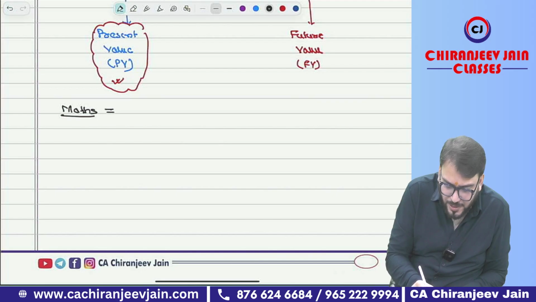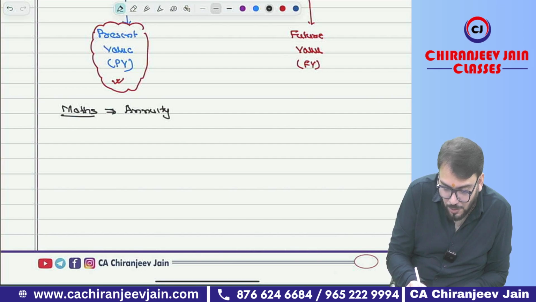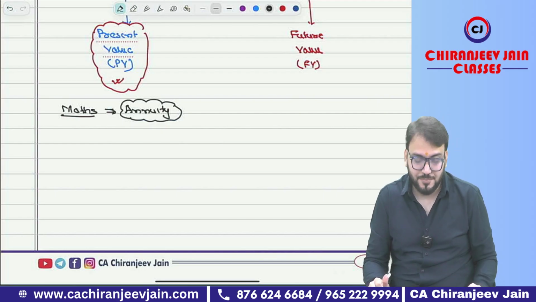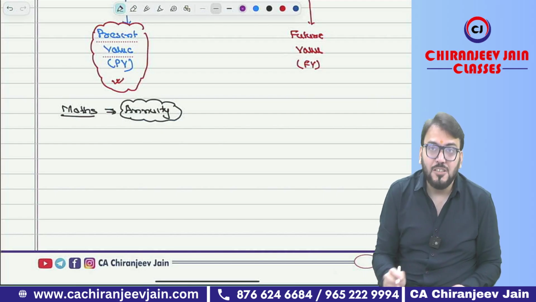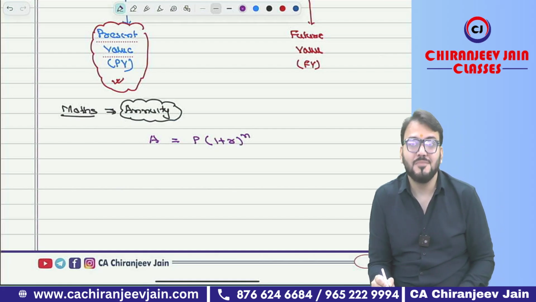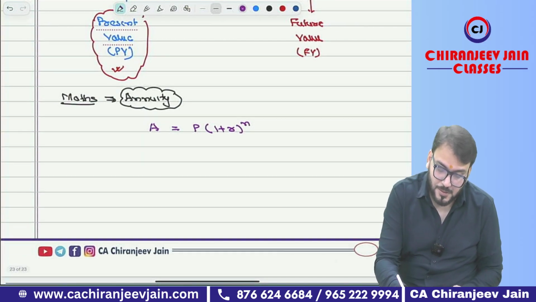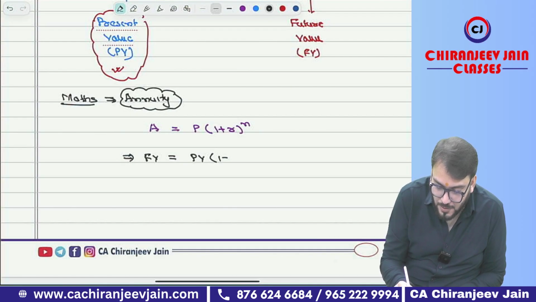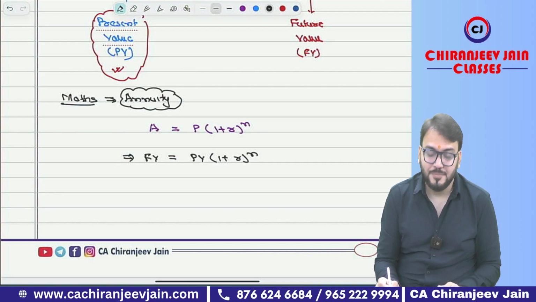I think in CA Foundation you have done one chapter, annuity. Or if you have not done, leave it, I will explain. There one formula you have done: amount is equal to principal into (1 plus r) to the power n. This formula you have done. This amount is nothing but future value, and this P is nothing but present value.